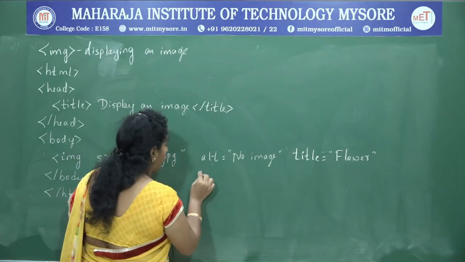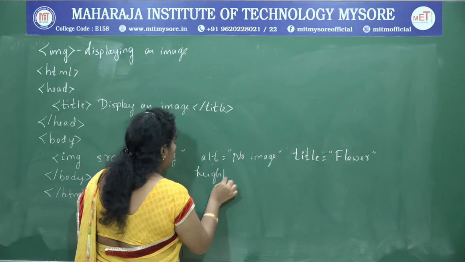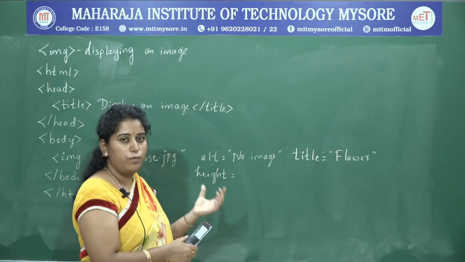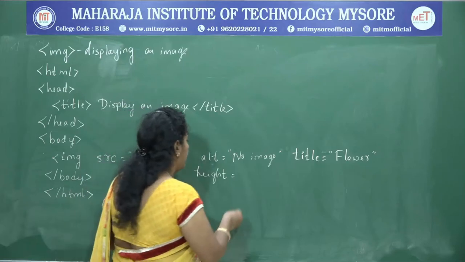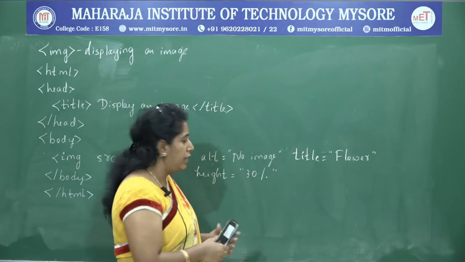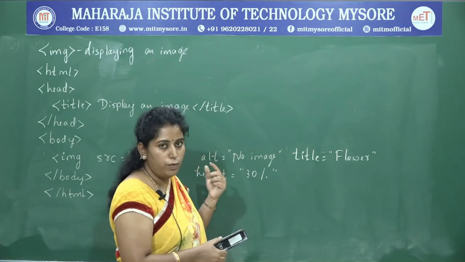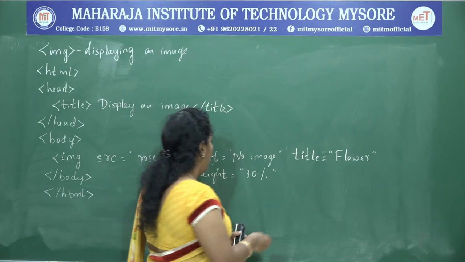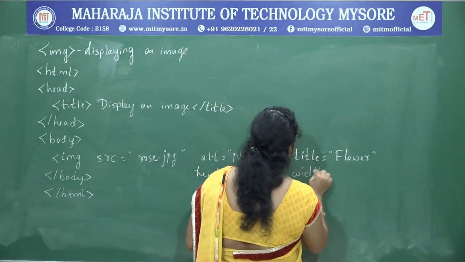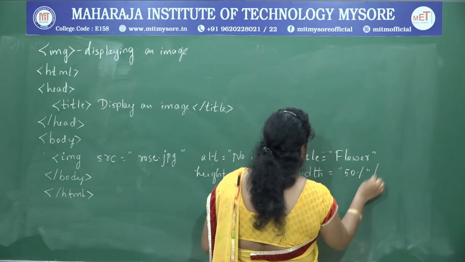There are a few more attributes, which are used for resizing the dimensions of an image in terms of height and width. For example, I can give height 30%. Here the unit I am using is percentage. You can make use of different units. And also one more attribute called width. For width I am using 50%. So close the tag.